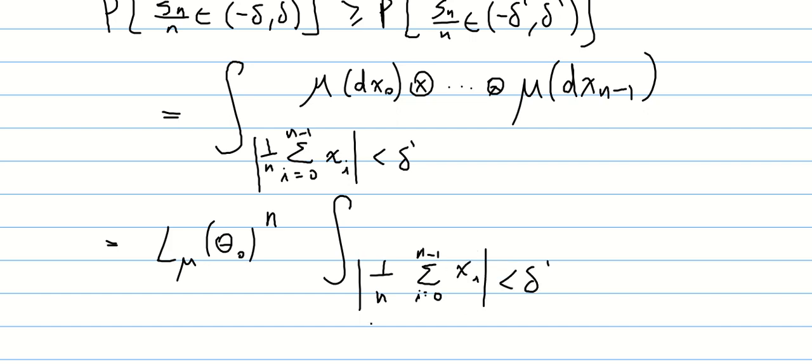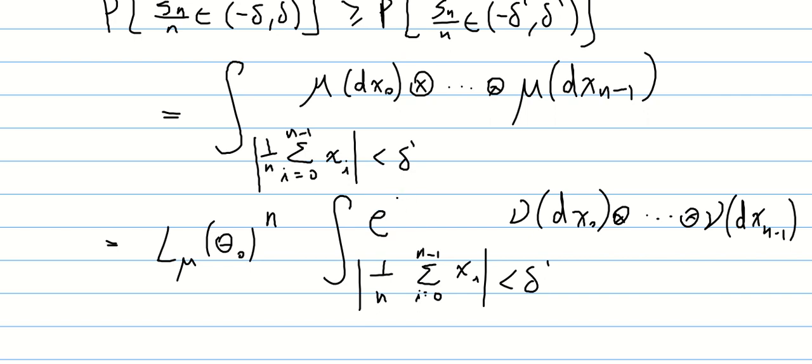This is just a set. We are still integrating here, but now we're going to replace everything by nu. And we still have to multiply by here the Radon-Nikodym derivative. This is e to the theta minus theta 0 x1, e to the minus theta 0 x2, but the product of exponentials becomes the exponential of the sum, i from 0 to n minus 1 of xi.